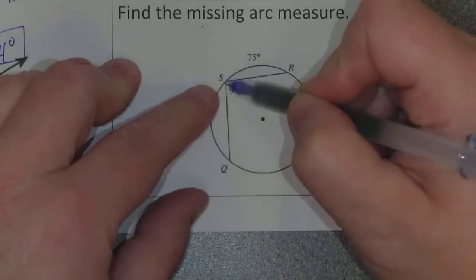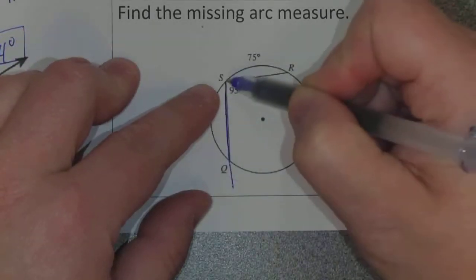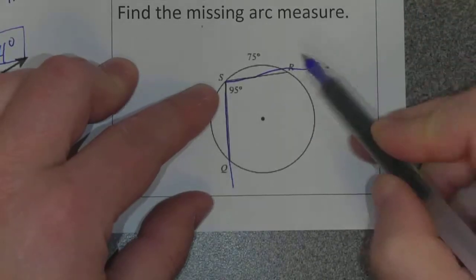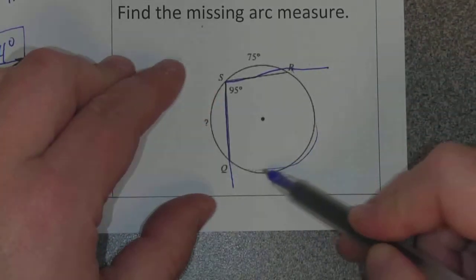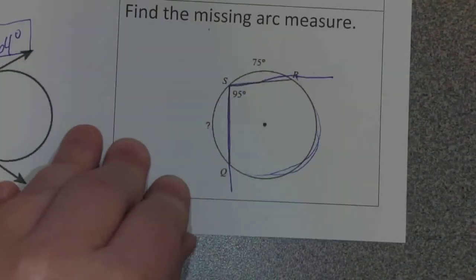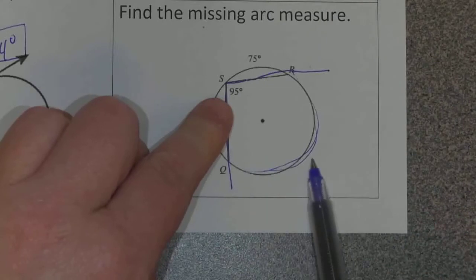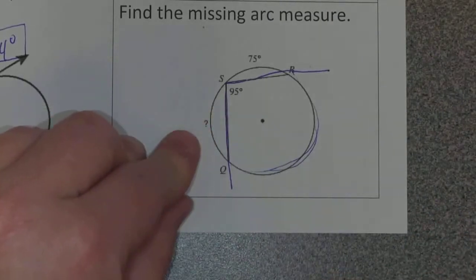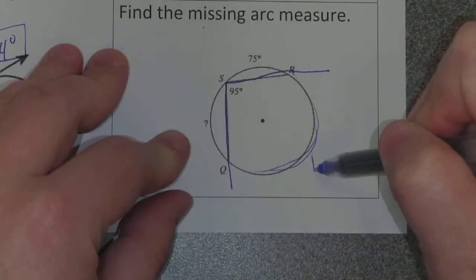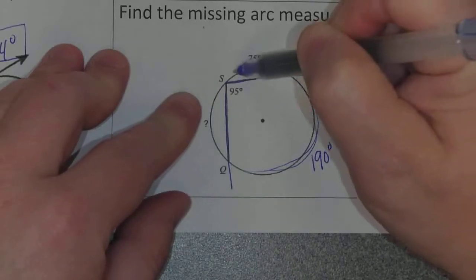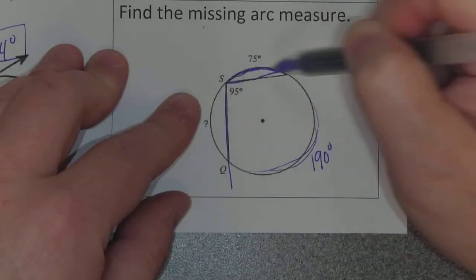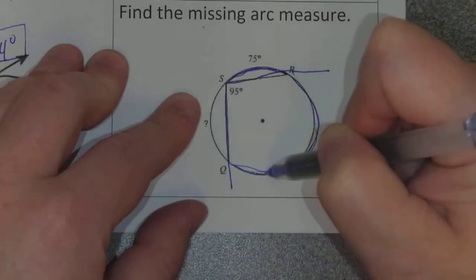So if I know that this inscribed angle right here measures 95, can I find this whole arc over here? Yeah. Okay, how much is that whole arc? Is it half of it or is it double it? Yeah, you got to double it. So what's it going to be? 190. So this little piece is 75. This big piece is 190.